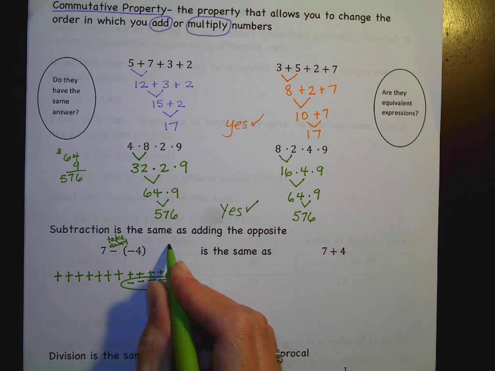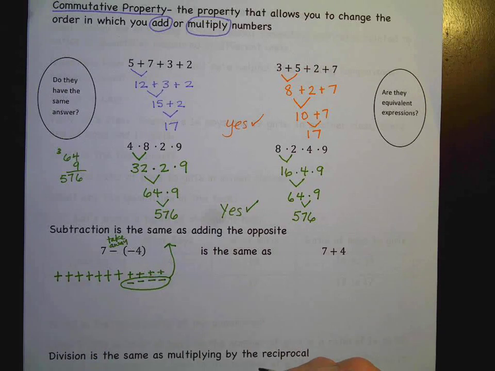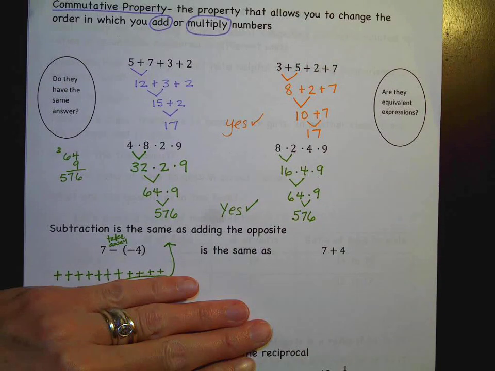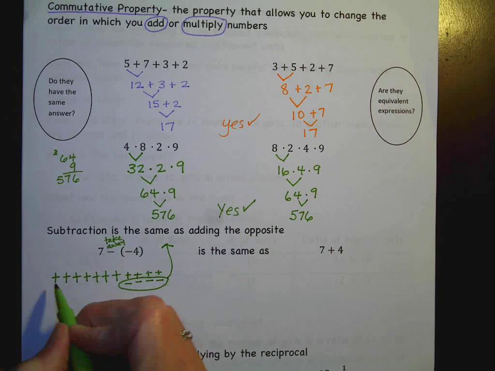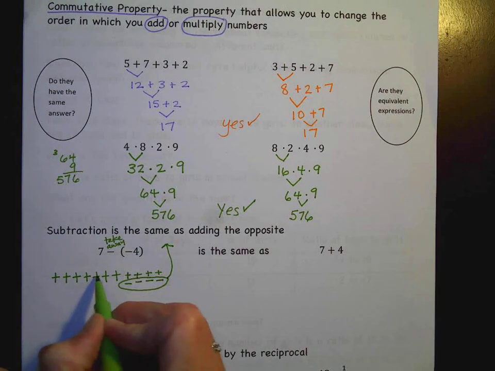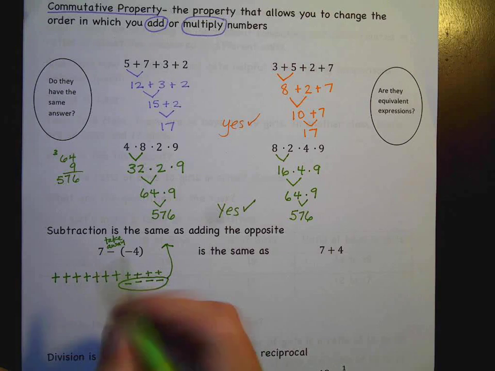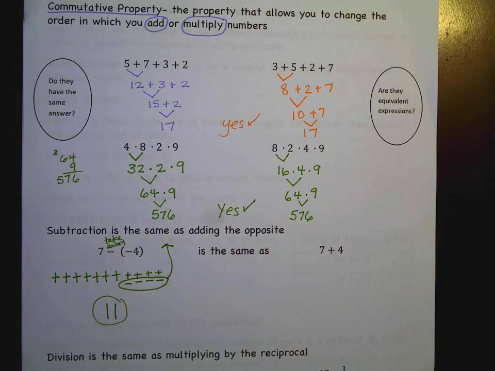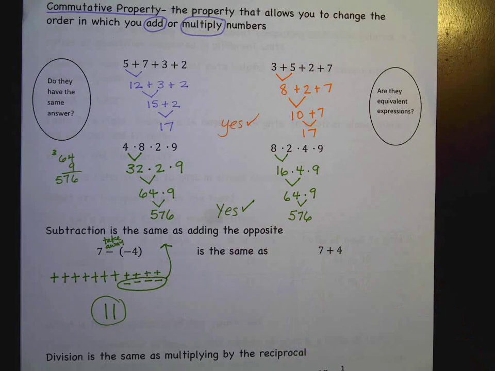So if I grab those negatives and take them away, so now they're gone, what do I have left? My answer that I have left is 1, 2, 3, 4, 5, 6, 7, 8, 9, 10, 11. So my answer to this one is 11. Okay? So now I'm going to prove if this works.